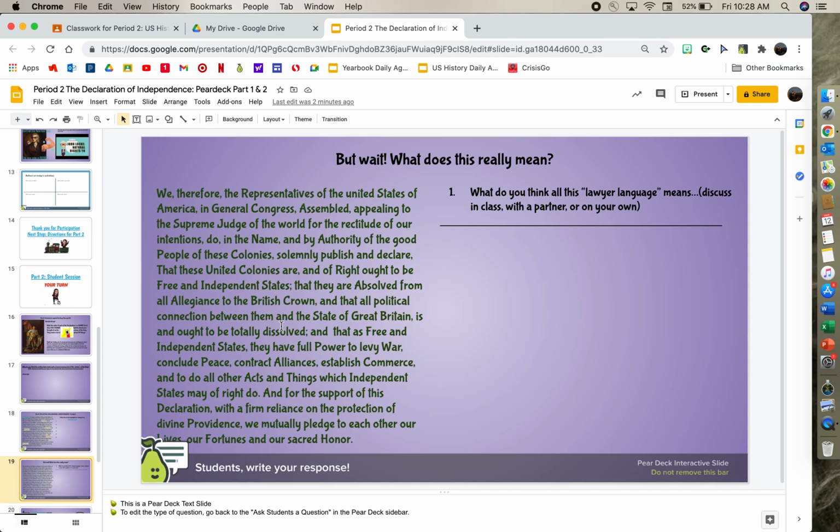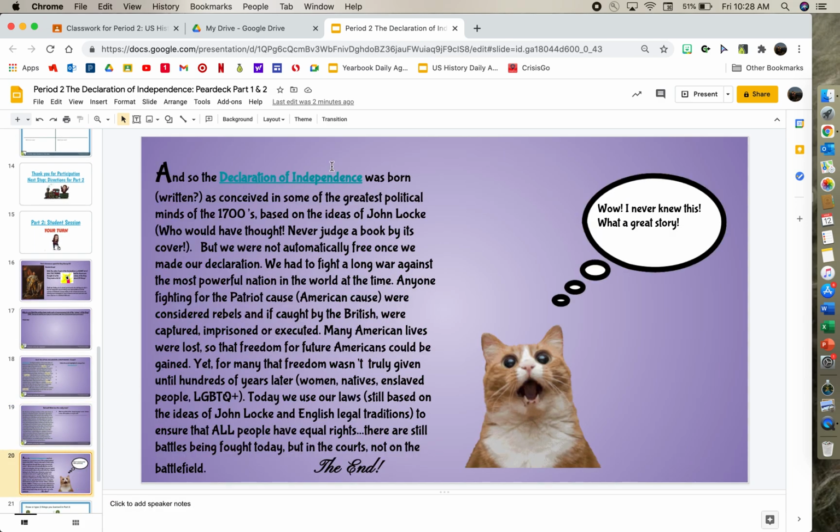So it says, what do you think this means? So you're going to read through it, and you're just going to tell me the best you can what you think they're talking about. And if you're having trouble, just let me know, and I'll help you out with this one. Then for this one, you're going to just read out what it says. That's all you're doing on this slide. You're not writing anything. You're just reading out what it says.